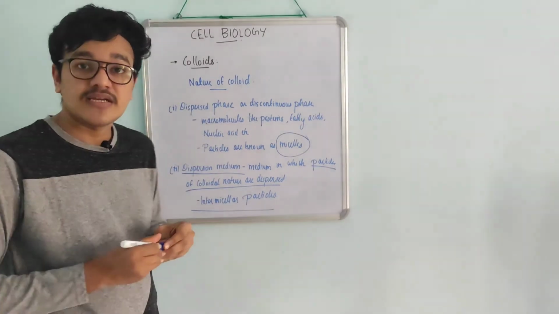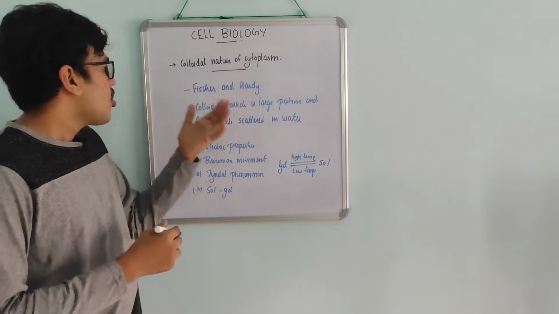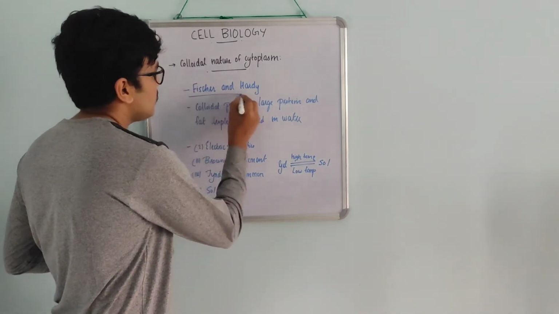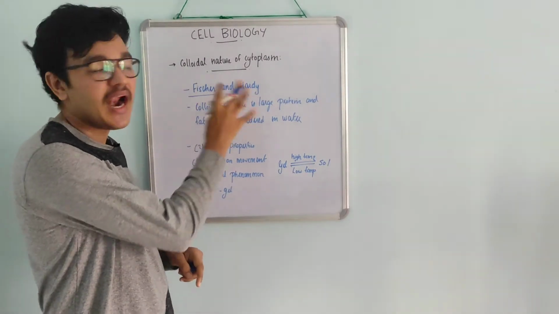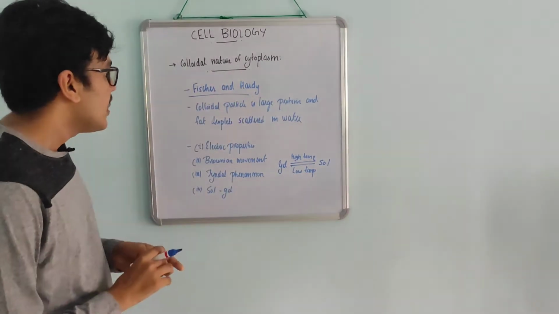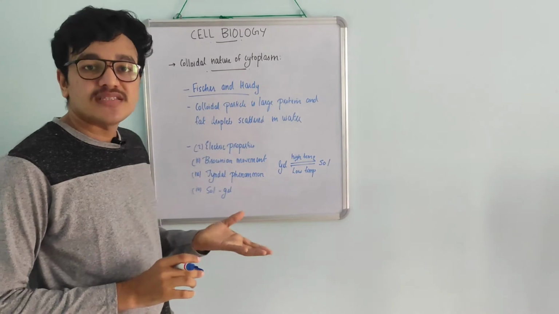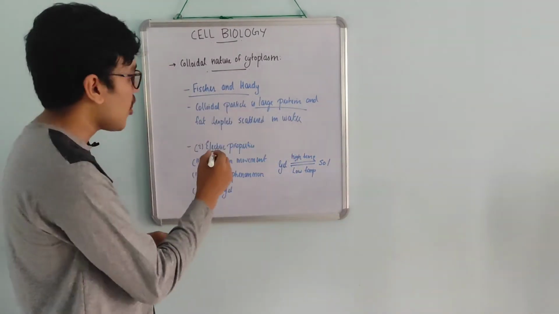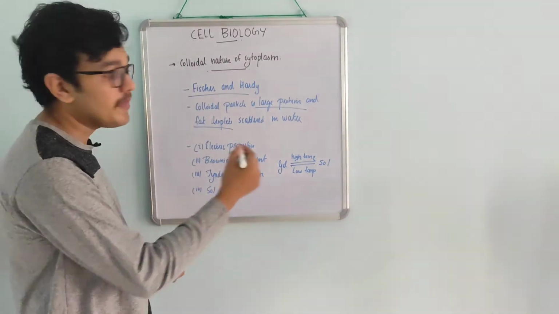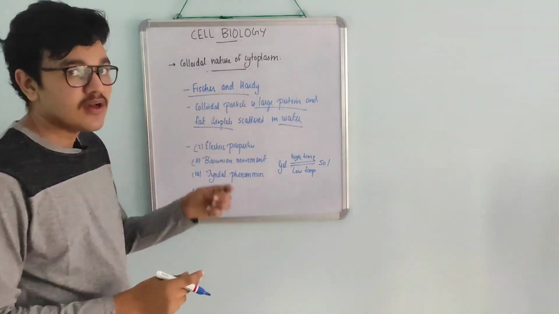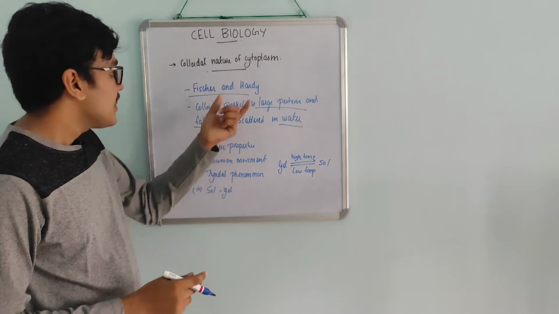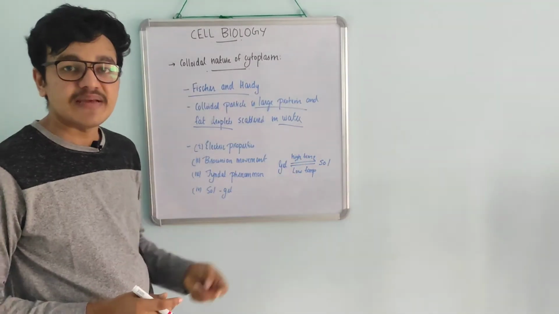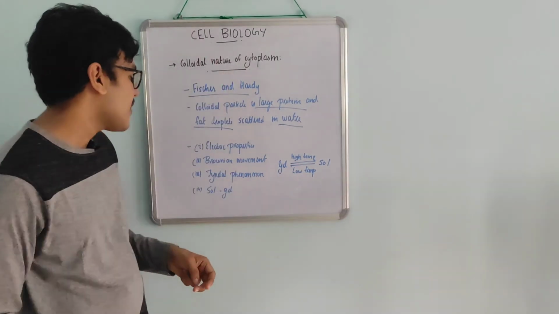Now let's discuss the colloidal nature of cytoplasm. It was proposed by Fischer and Hardy. That is a really important point. In cytoplasm, the colloidal particles are large proteins along with tiny droplets of fat scattered in the medium, which is water. So the dispersed phase is the large proteins and fat droplets, and the dispersion medium is water. That is the colloidal nature of cytoplasm.